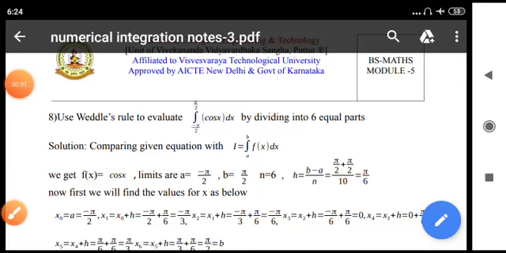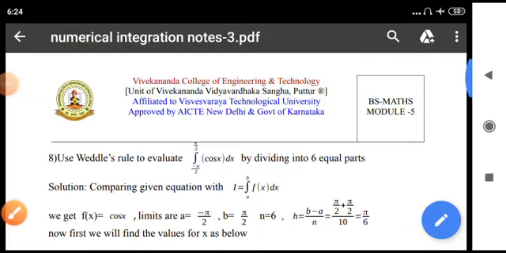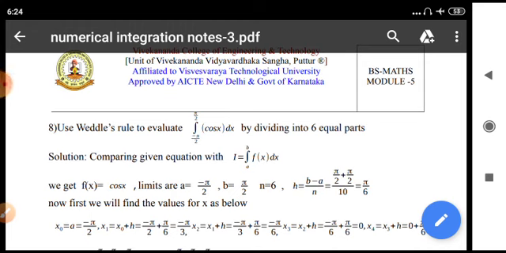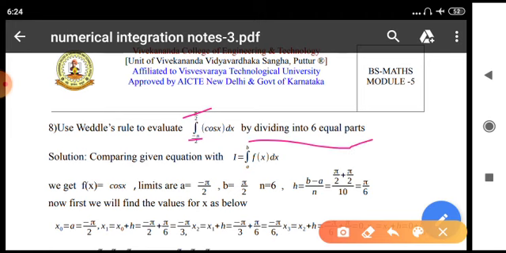Hello students, in this video we continue with the problems on numerical integration. Use Weddle's rule to evaluate the integral from minus pi by 2 to plus pi by 2 of cos x dx by dividing into 6 equal parts.